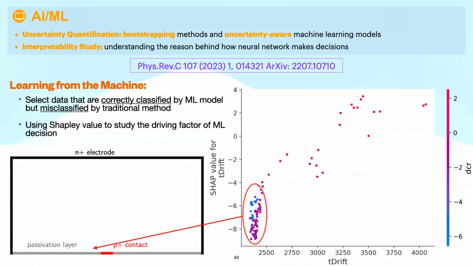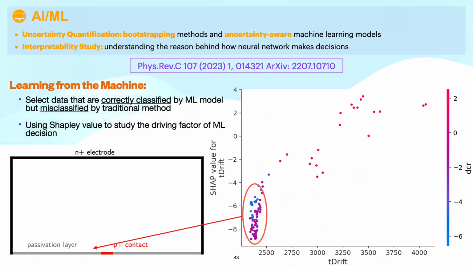So the Shapley value actually allows us to do something very interesting. It's called learning from the machine. We can learn from a machine learning model some of the physics that we previously did not discover and use it to improve our physics analysis. For example, we can select the data that was correctly classified by our machine learning model, but was misclassified by our traditional method, the traditional cut that we built.